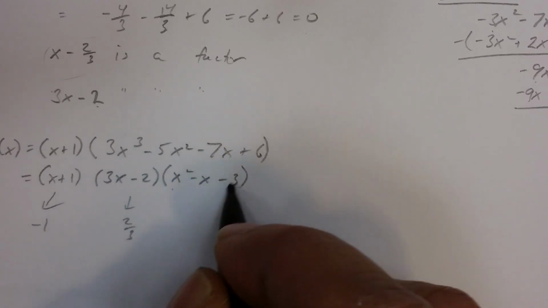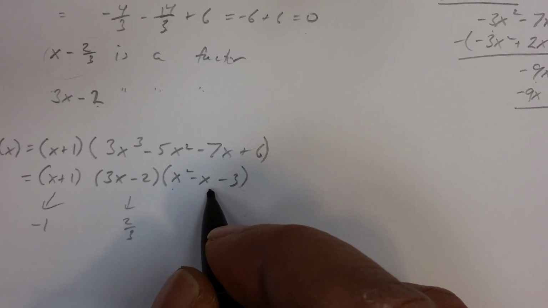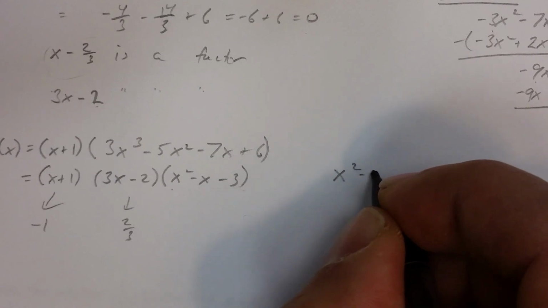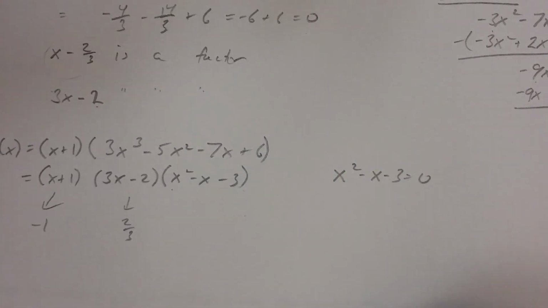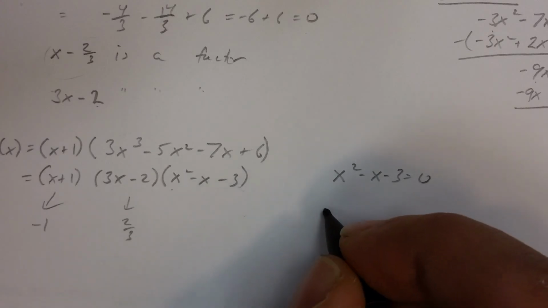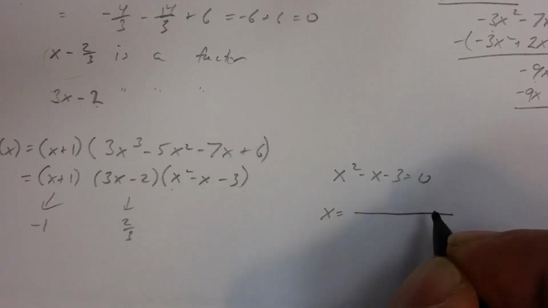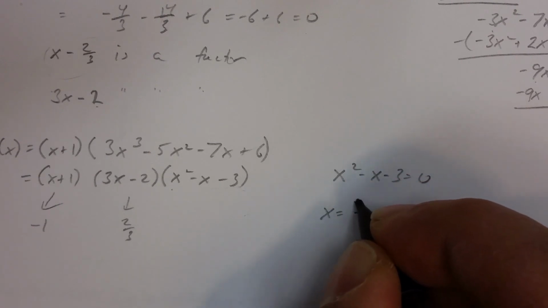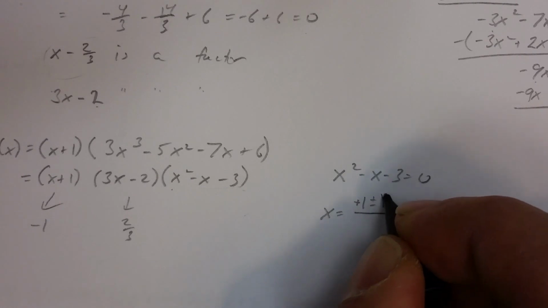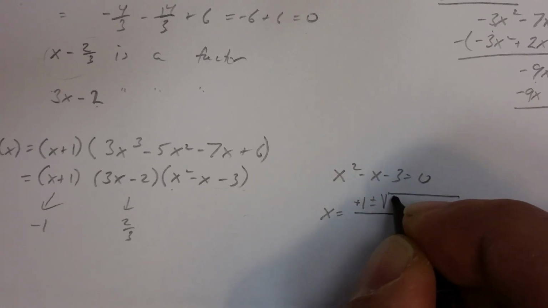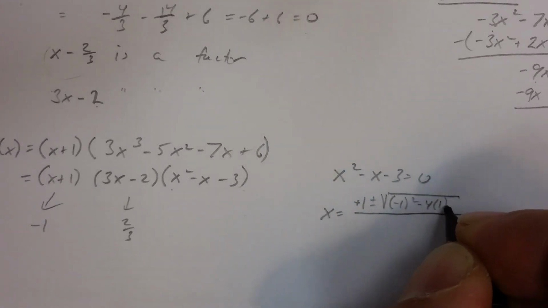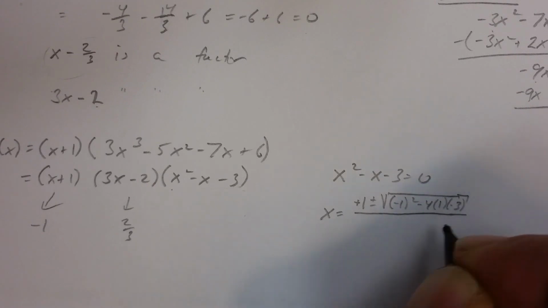Now, this doesn't have any rational zeros, but it's okay because we can use the quadratic formula. So let's go ahead and do that. If we set x squared minus x minus 3 equal to 0, that tells us that x is equal to minus b, where b is minus 1, so minus b is minus negative 1 or plus 1, plus or minus the square root of b squared, so minus 1 all squared minus 4 times 1 times minus 3, all over 2 times 1.